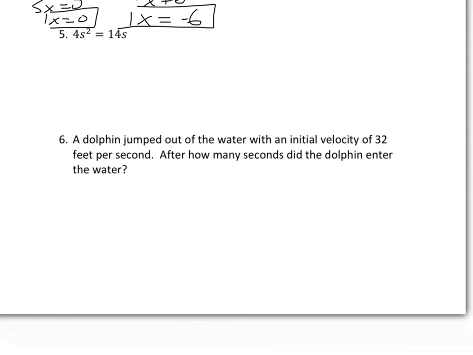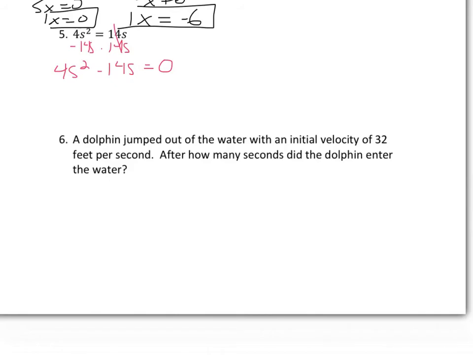Okay, so we're going to subtract the 14s over to the left side of the equation. So we'll have 4s squared minus 14s equals 0. Now you can factor out whatever is common.